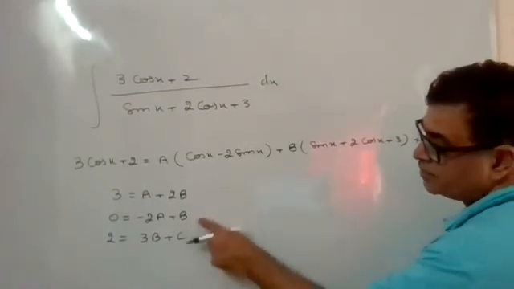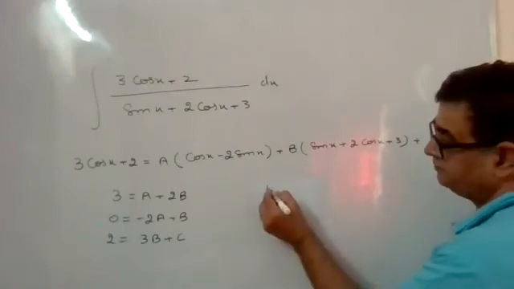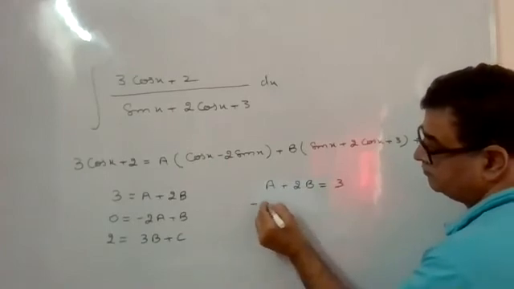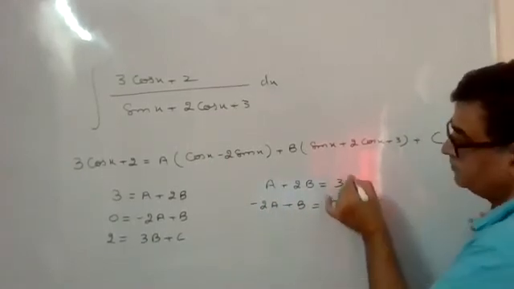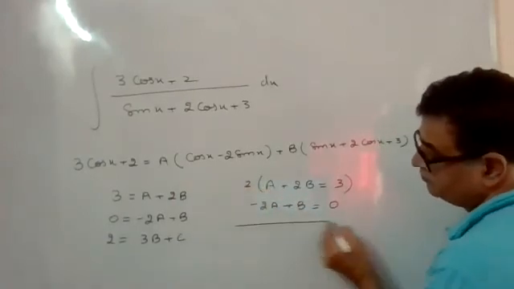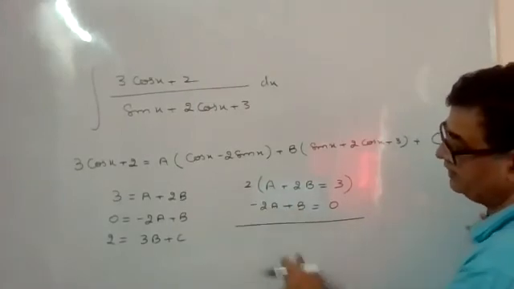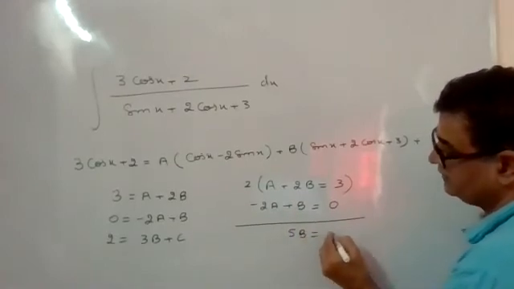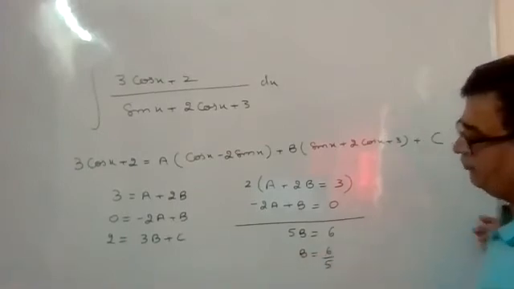First, I'll take these two equations and try to solve for A and B, and then we'll find out C. This will multiply with 2. These two terms get cancelled out. Left is 4 plus 1, this is 5b. Is coming 6. So b comes out to be 6 by 5.